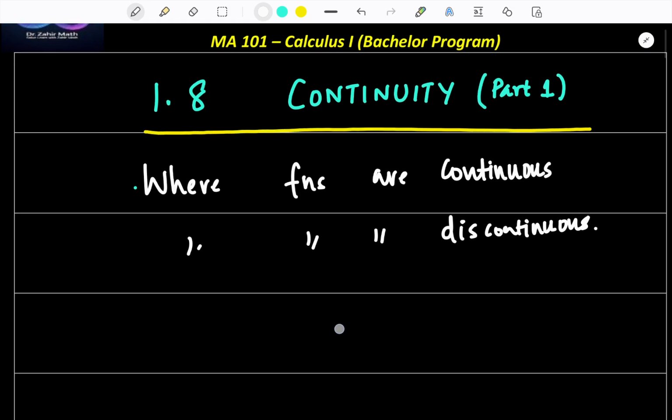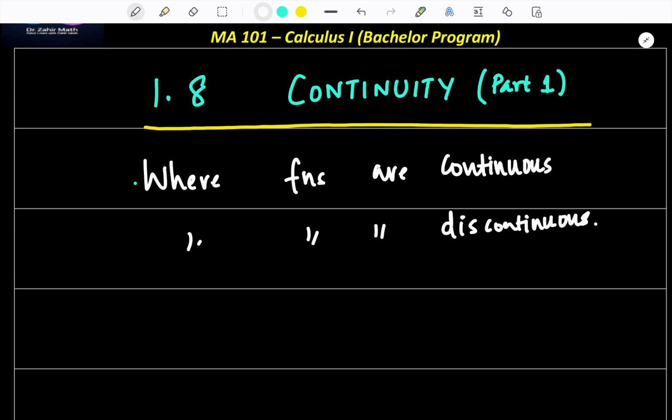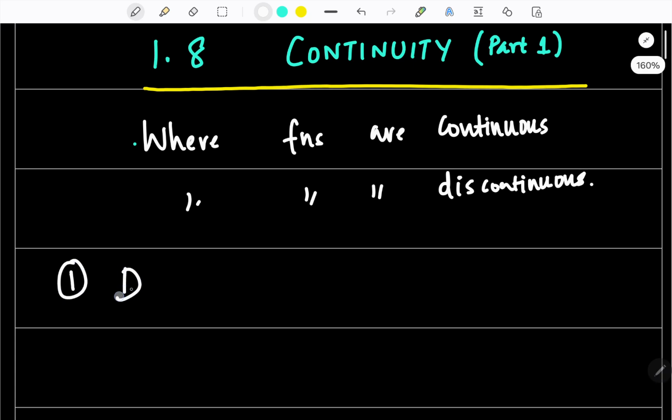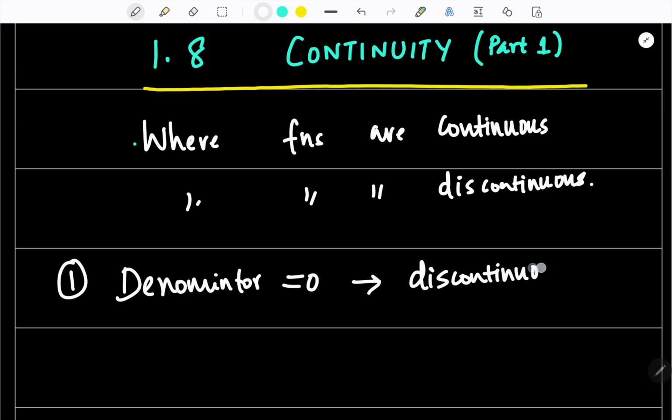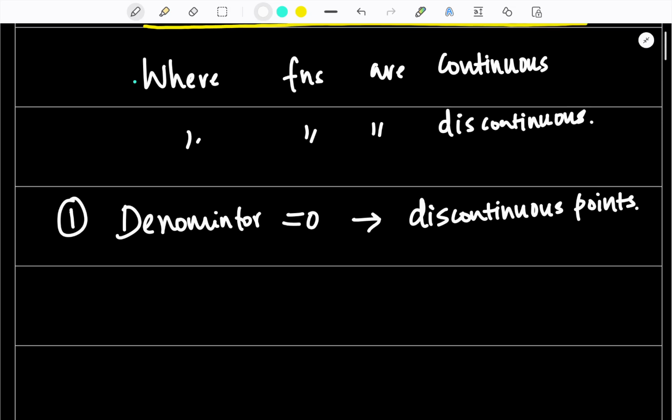So let's get started. Before going to this, let me give you some shortcuts. The first step you have to remember is, if you put the denominator equal to 0, you will get discontinuous points. Again, if you make the denominator equal to 0 and solve for x, then you will get discontinuous points. If you do this step, you will get only discontinuous points.